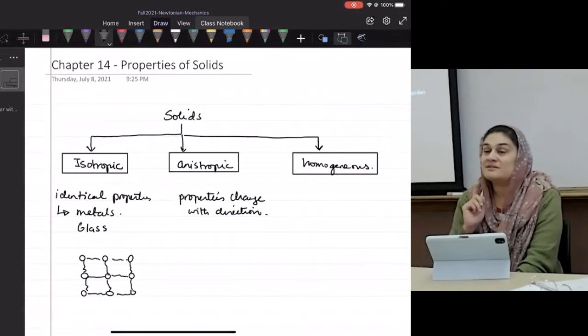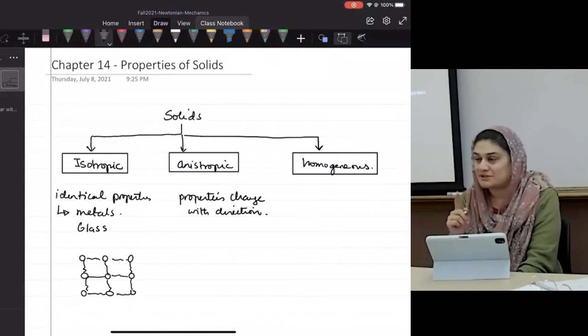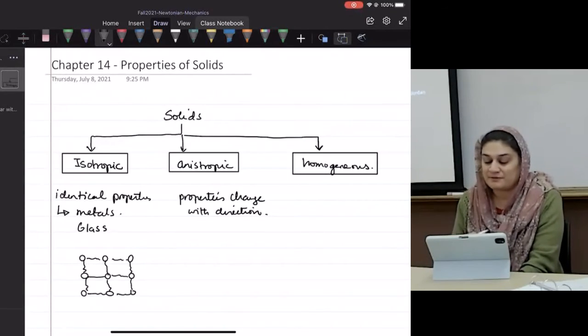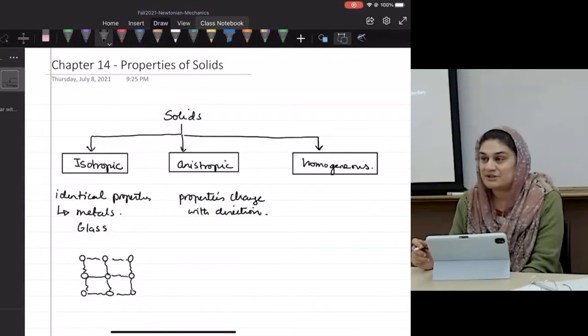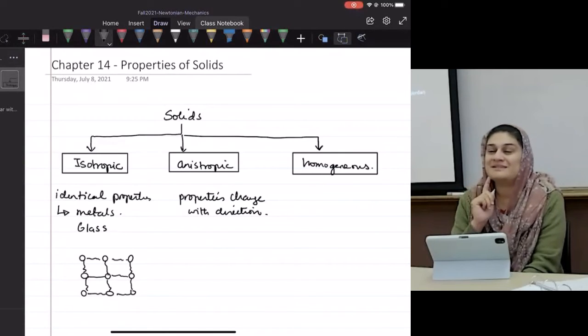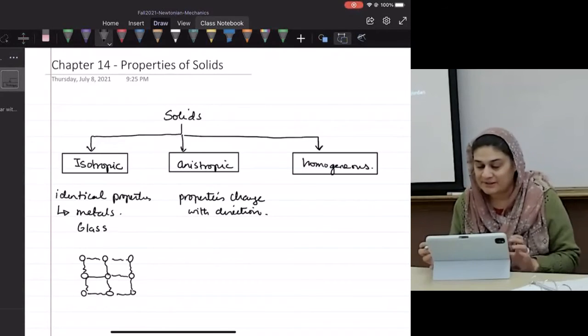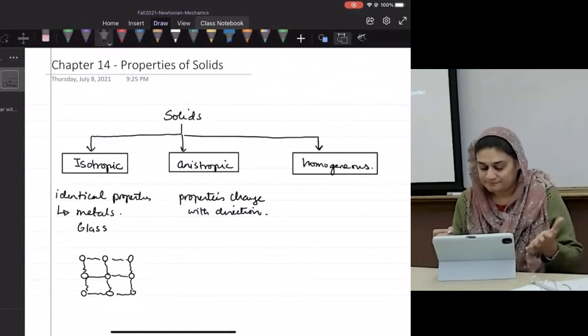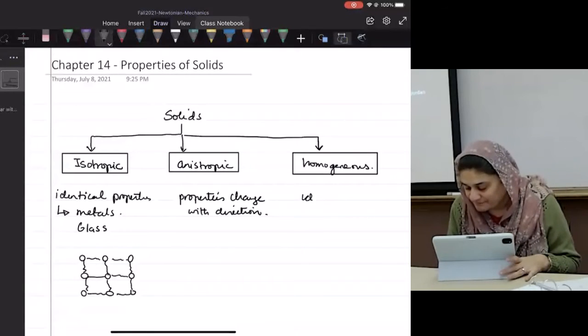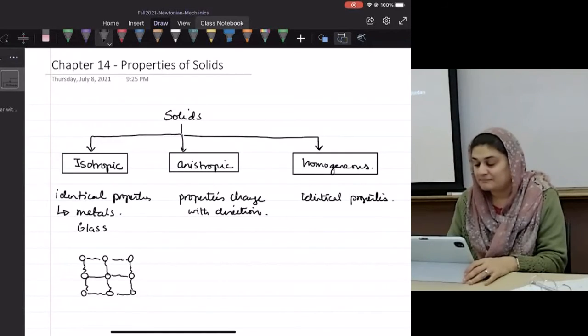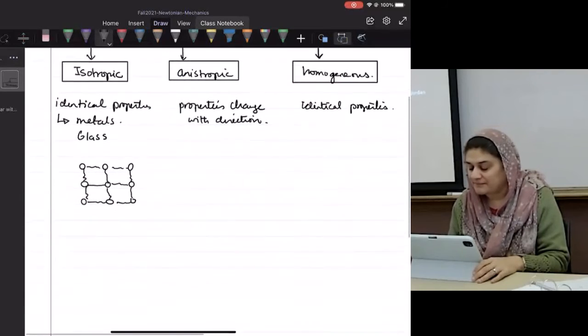Homogeneous also has the same properties in all directions. So then why did we come up with a different name between isotropic and homogeneous? Here's the best definition I can give you. Again, this will have identical properties. But think about it this way.